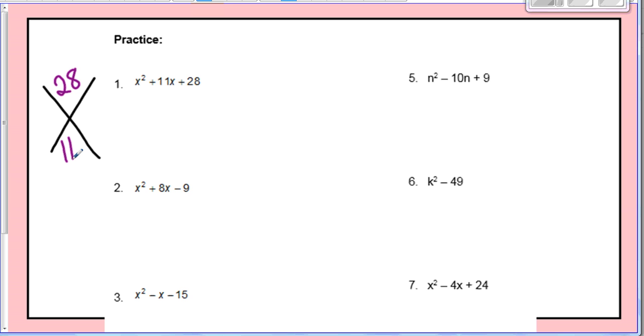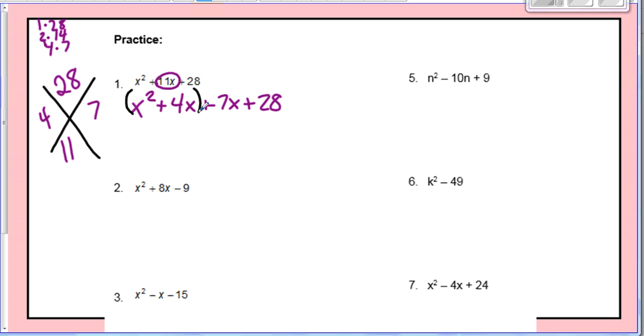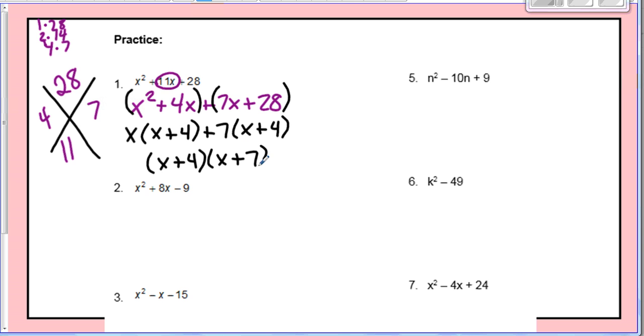And when I think about what times what gives me 28 and adds to 11. Well, 1 times 28, 2 times 14, 3 doesn't work, 4 times 7, oh, bingo, 4 and 7. That's what I'm going to use to break apart this 11 into 2 pieces so that I can group. So x squared plus 4x plus 7x plus 28. Now I can group together these two and these two. I'm going to take out an x, take out a 7. So I've got x plus 4 times x plus 7. And again, you may notice I've got 4 and 7, and I've got 4 and 7.